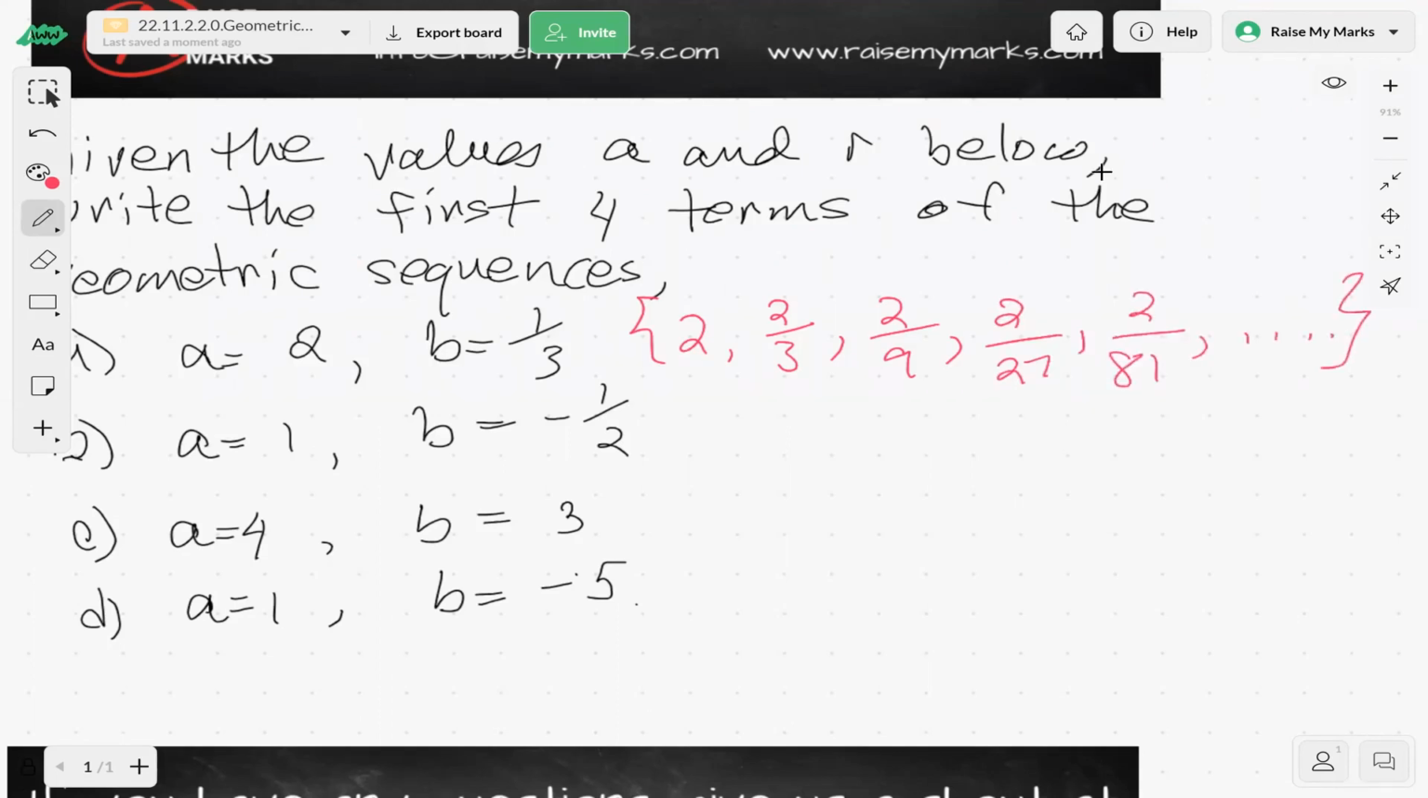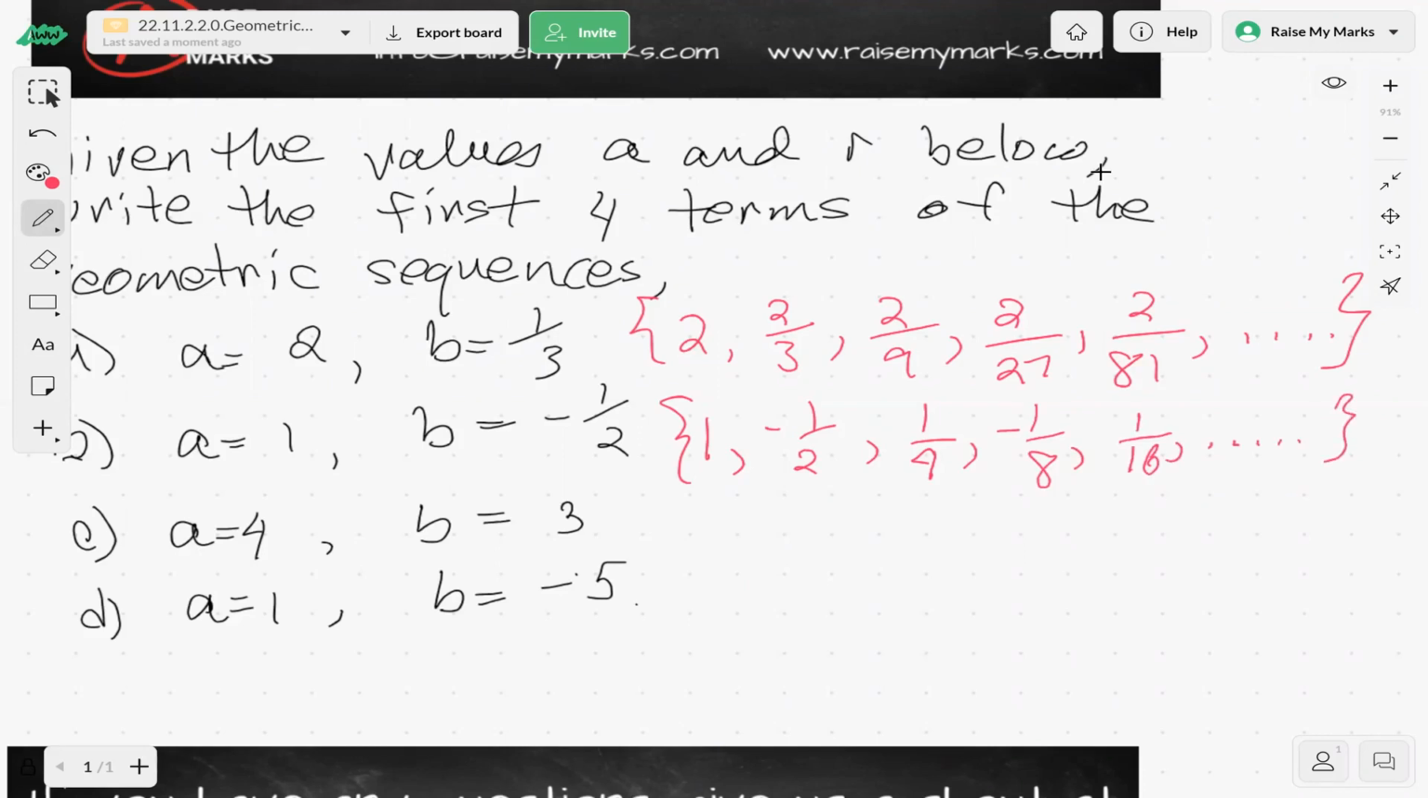Okay, not too bad. Second sequence. Again, our first term is 1. Second term, 1 times -1/2. Third term is negative 1/2 times negative 1/2, which is 1/4. Fourth term is a quarter times -1/2, or -1/8. Let's do one more. -1/8 times -1/2 is 1/16.